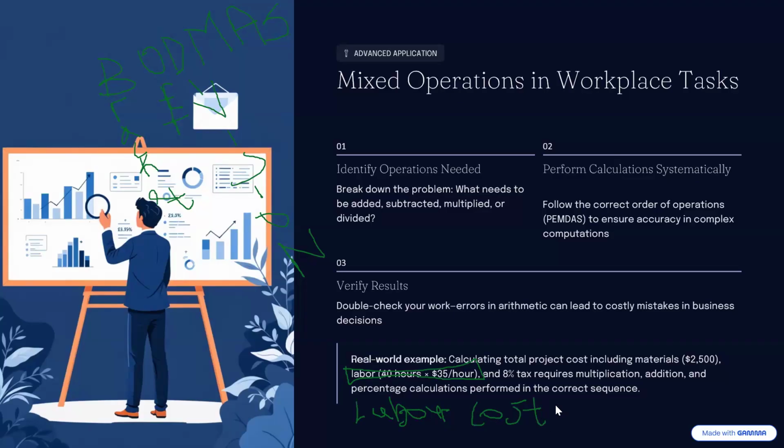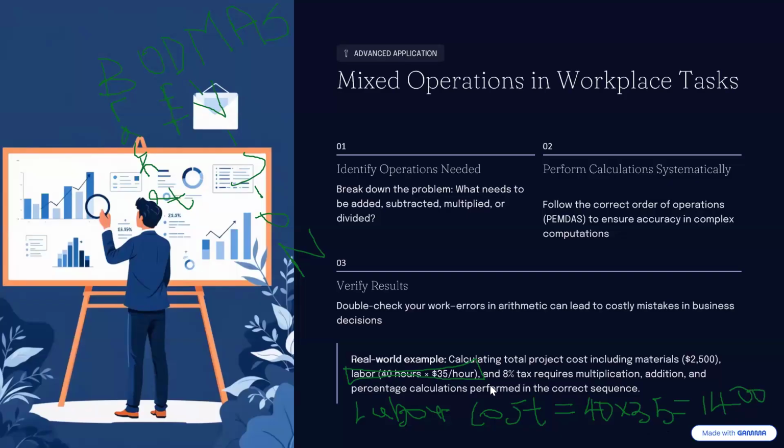So this labor cost, somebody should do for us 40 times 35. What will be the answer? What is 40 times 35? 1,400. 1,400. That's good. So that's the first operation.